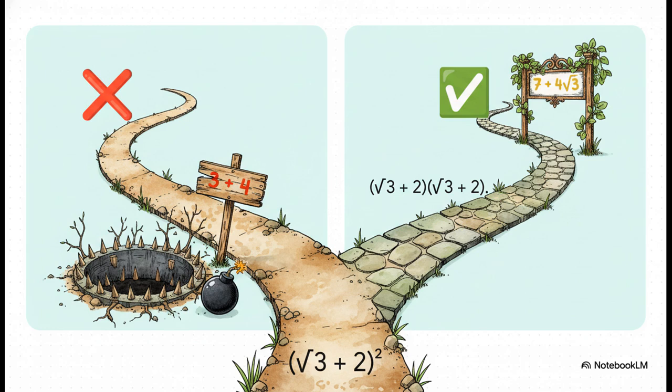When you see something like square root of 3 plus 2 squared, it is so tempting to just square each part and say, oh, that's 3 plus 4. But that is totally wrong. You've got to remember, squaring something just means multiplying it by itself. So you have to write it out the long way. Square root of 3 plus 2 times square root of 3 plus 2, and then use the full FOIL method. You'll get the right answer, which is 7 plus 4 square root 3.